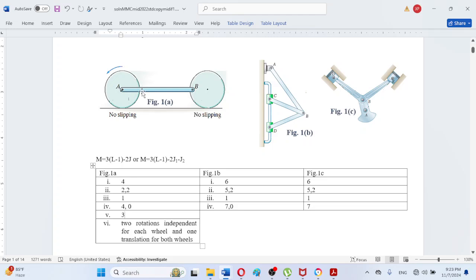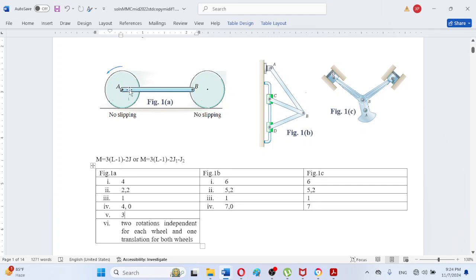For example, we fix this horizontal bar AB. For a moment we just hold this horizontal bar in our hand and keep it static, meaning no motion of the horizontal bar, and we can independently roll or rotate this left wheel about this point A. So this is one DOF.